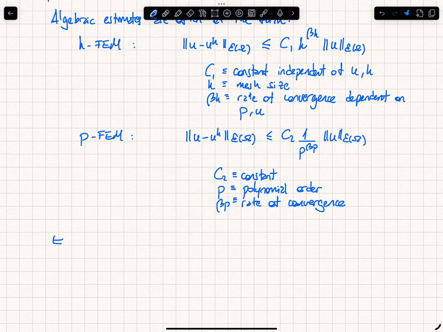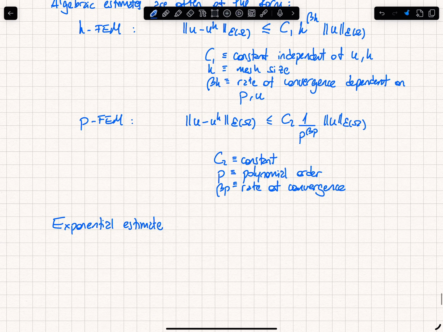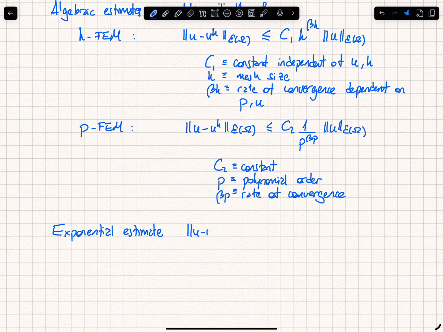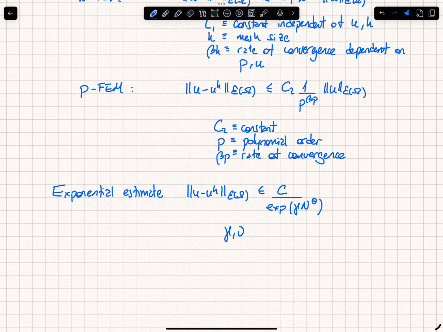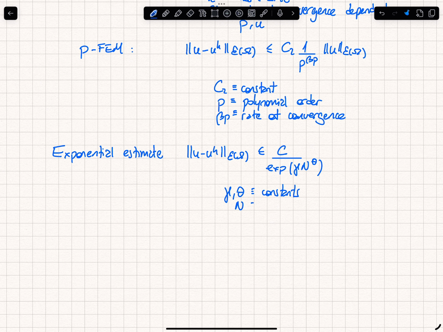These were algebraic rates. Now we're going to get the exponential estimate. And the exponential estimate says that U minus UH measured in energy norm is less than or equal to Z divided by exp, so e to the power of gamma N to the theta. And here gamma and theta are constants, and N is the total number of DOFs.